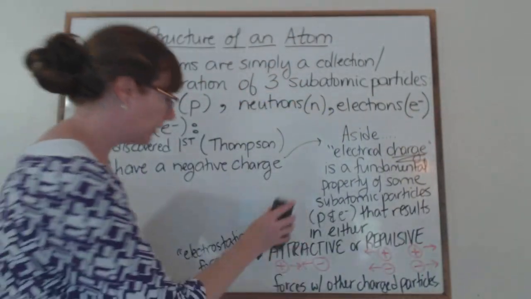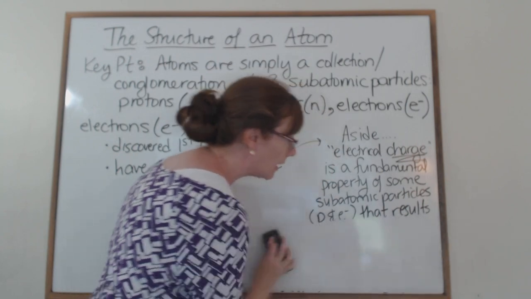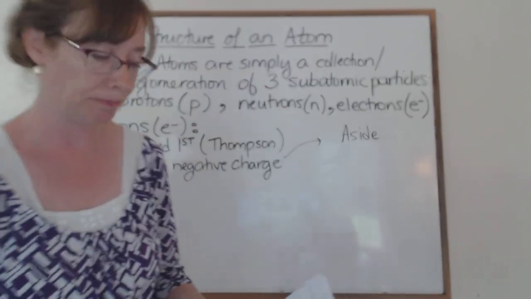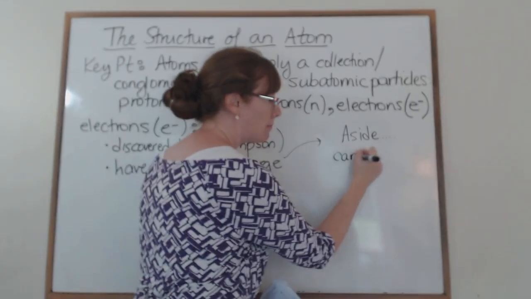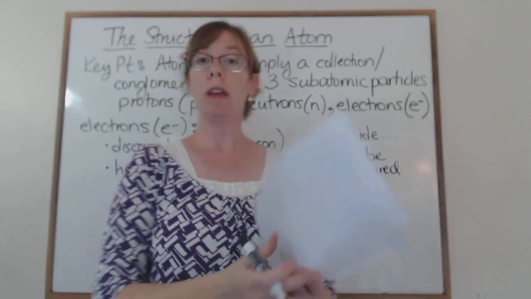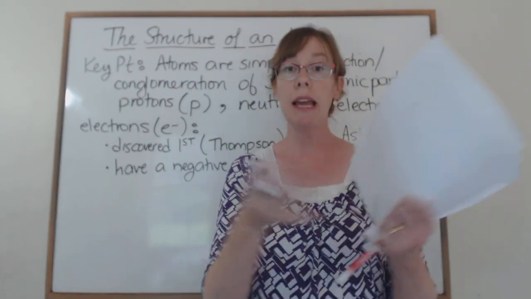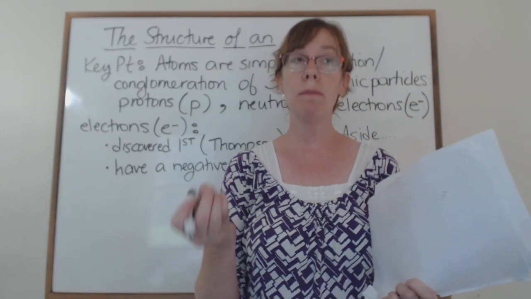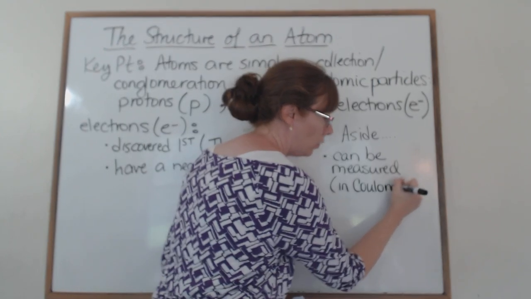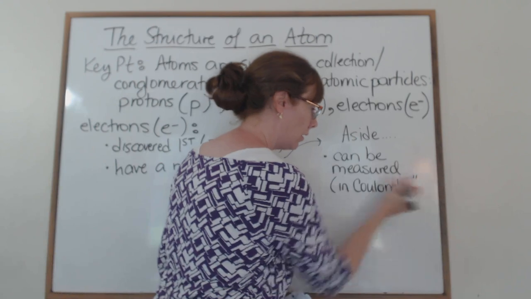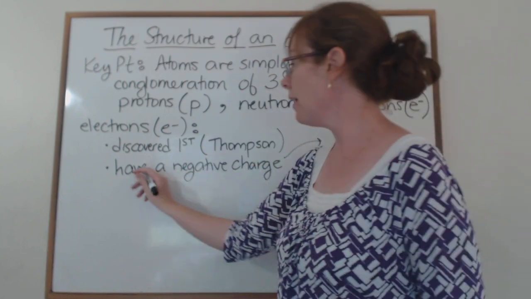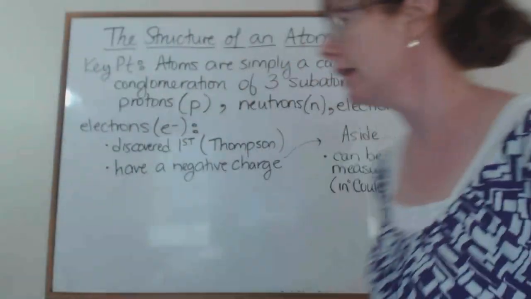All right, so we've got that electrical charge is a property that some particles have, both protons and electrons. Let me give you one other thing about electrical charge. Electrical charge can be measured. It can be measured just like you can measure something's mass, length, or volume, you can measure something's electrical charge. And the unit is the coulomb. That's the unit of electrical charge, coulombs.